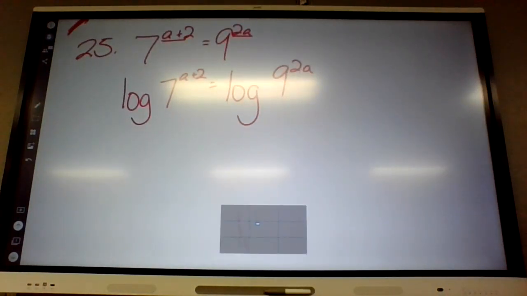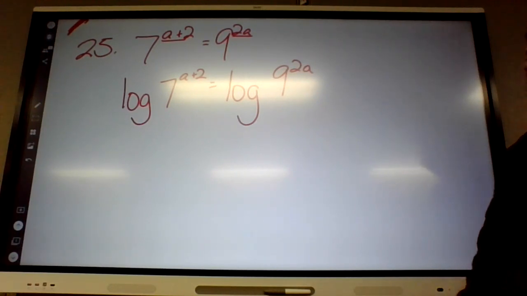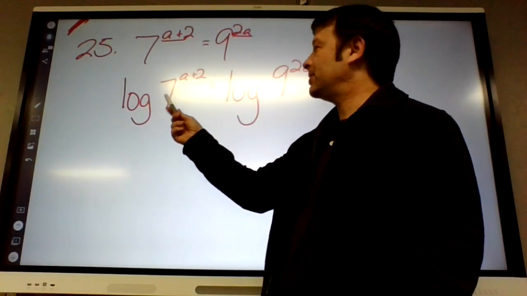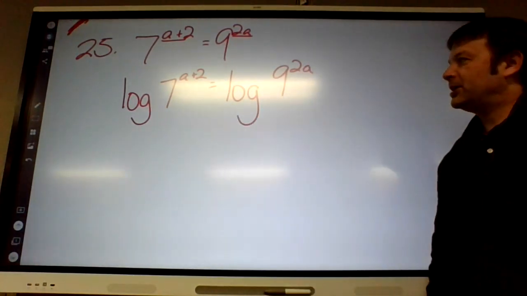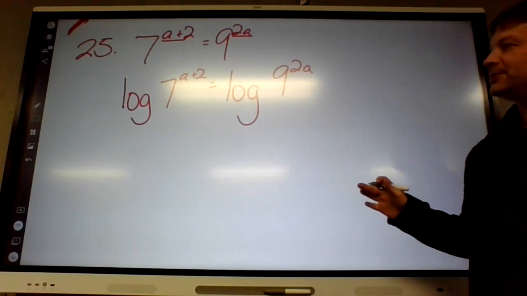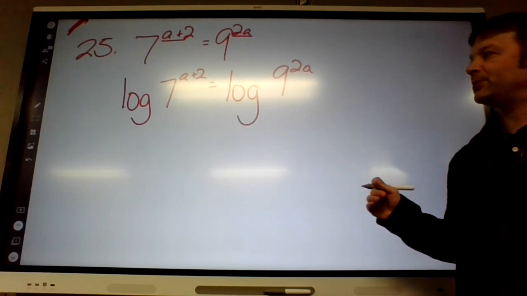Okay, that's step one. So all I did was put both of those into a log. And I'm using the common log, it doesn't really matter what log you use, but I'm using base 10, right? It'll make it easier for our calculators later on. The reason that you would want to do that is because now we can manipulate the exponents.